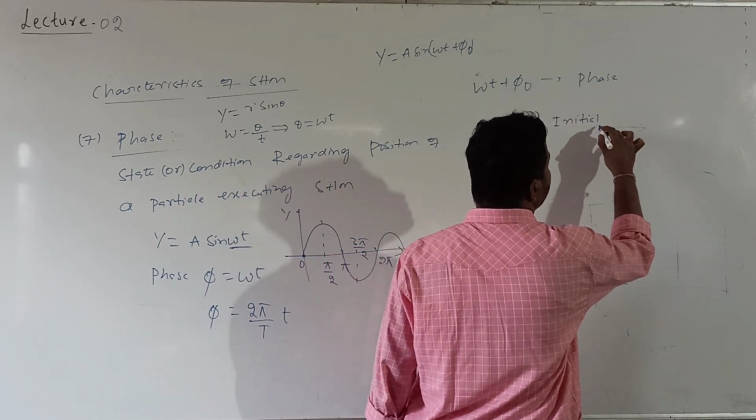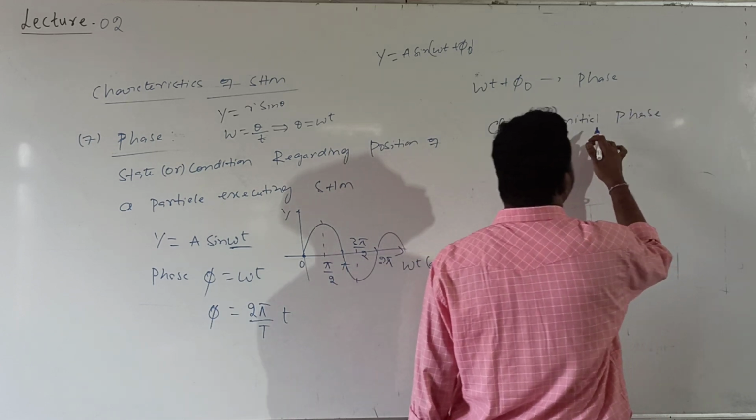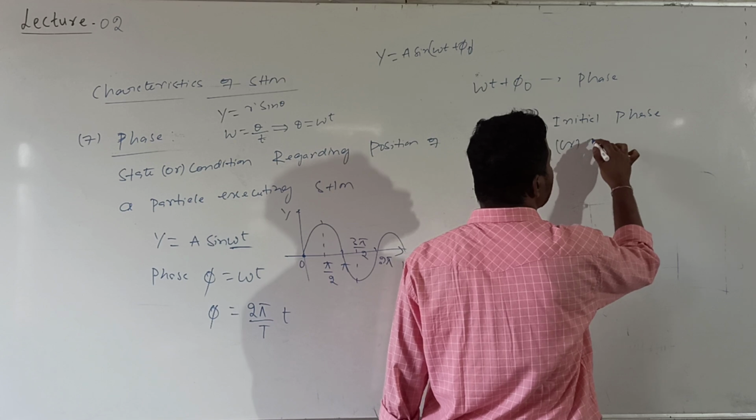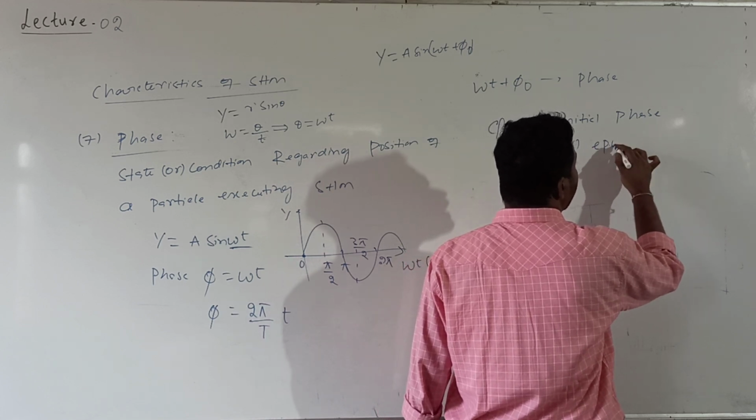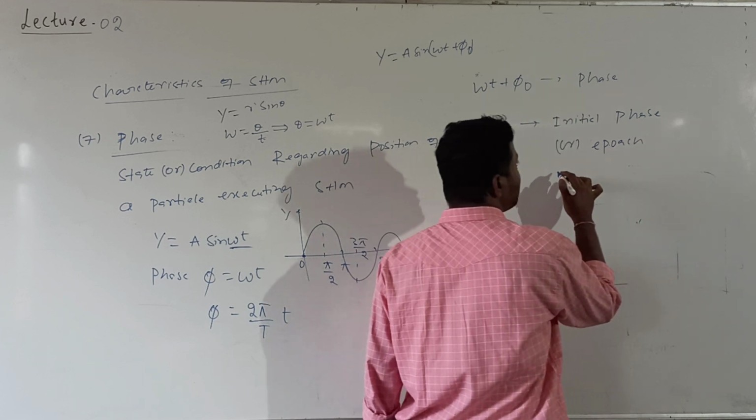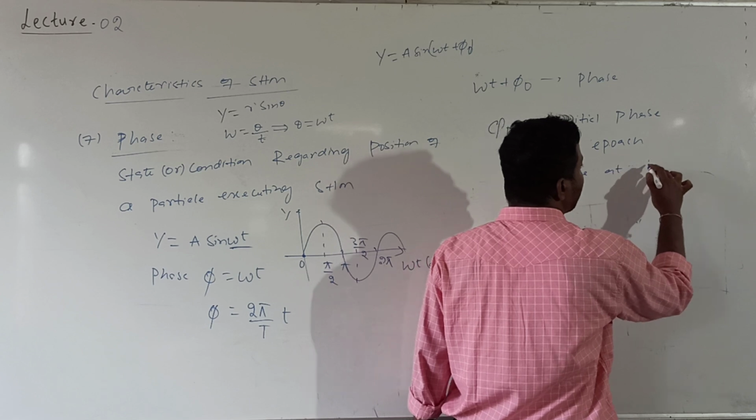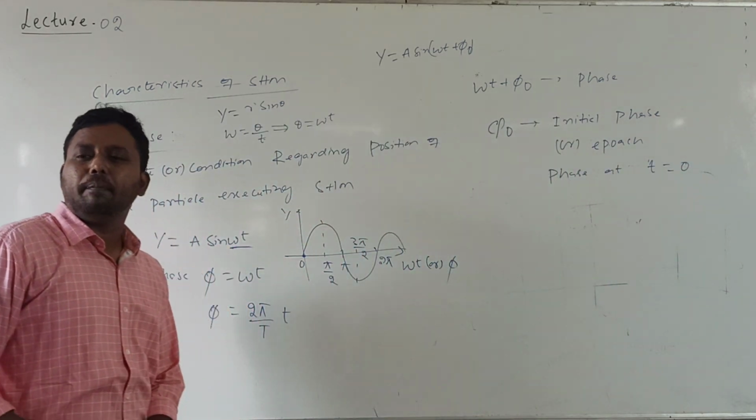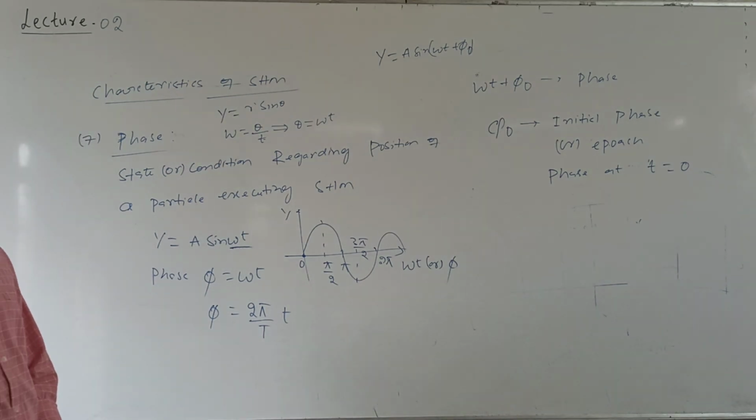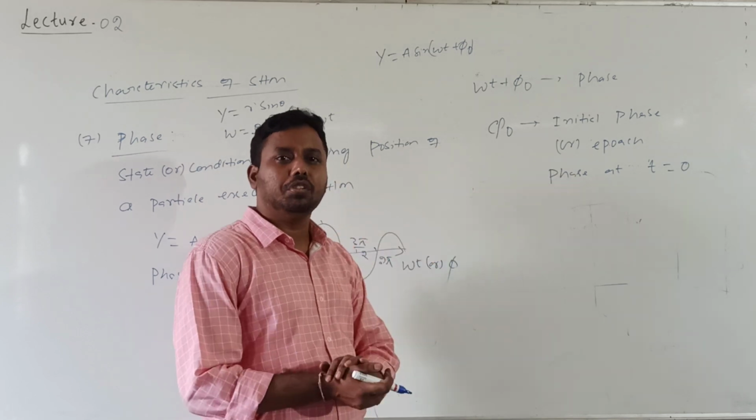So what is the meaning of initial phase? Initial phase is also called the epoch. This is nothing but the phase at time t equal to 0. It is not compulsory that when a particle is executing SHM, every time the motion starts from the mean position.